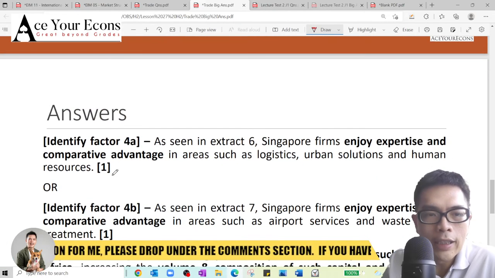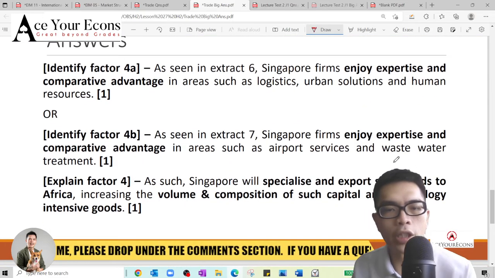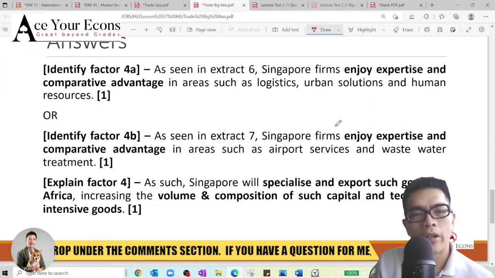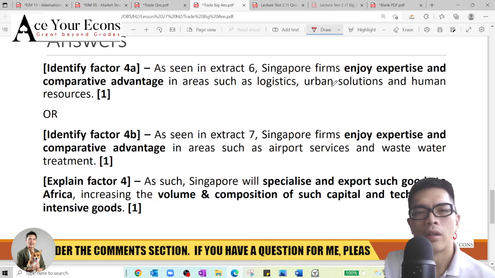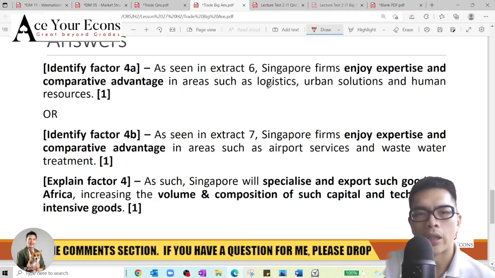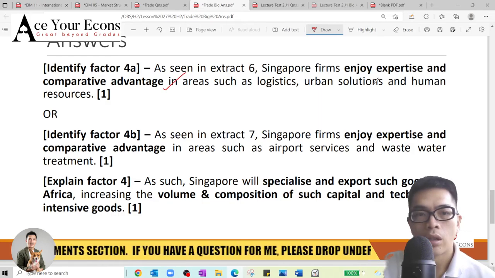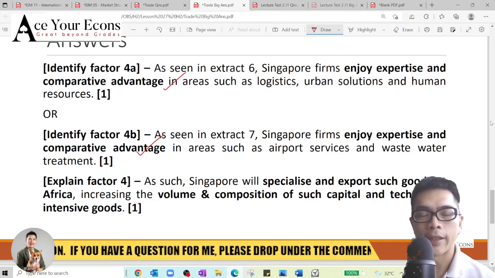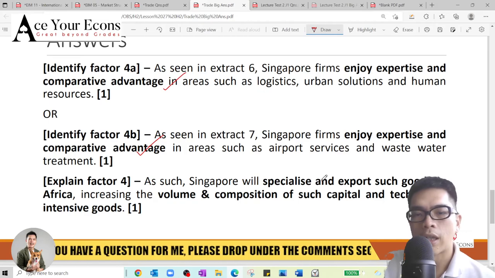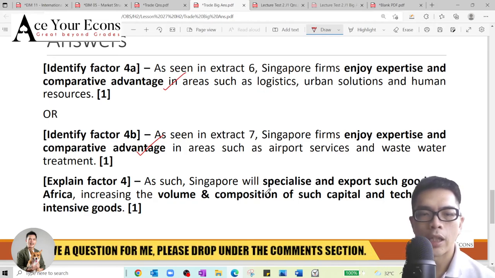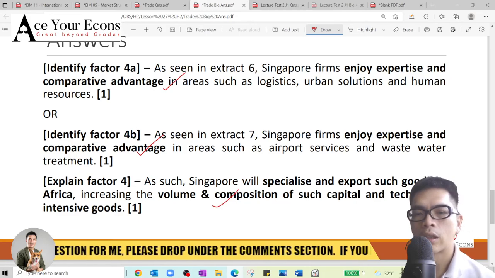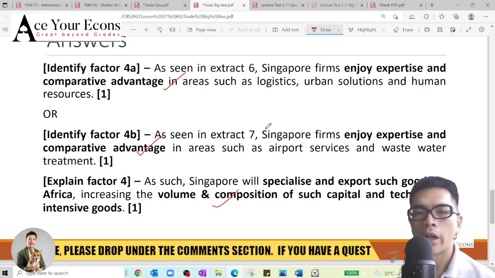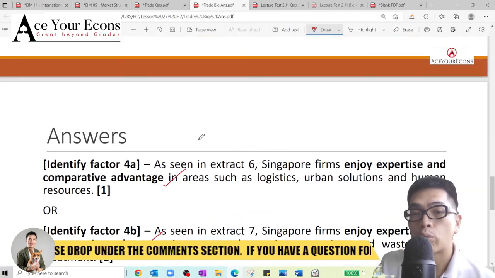Any three factors here, any three. The last one is exceptionally easy. All you need to do is just identify Singapore. A lot of students will only focus on Africa for some strange reason. But you also need to look inwards, at Singapore. You can see that Singapore enjoys comparative advantage in all this. You can use either extract 6 or extract 7 to suggest that there is expertise and comparative advantage. And therefore, Singapore should specialize and export such goods, increasing the volume and composition of these capital and technology intensive goods. So the last factor requires you to look inwards.